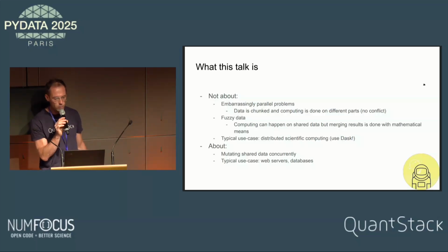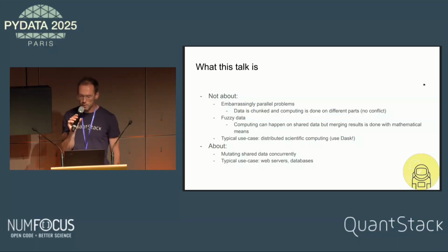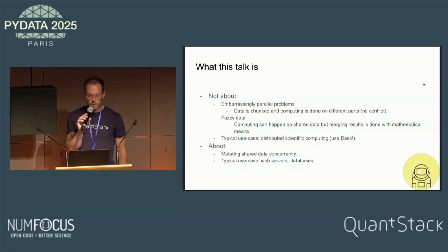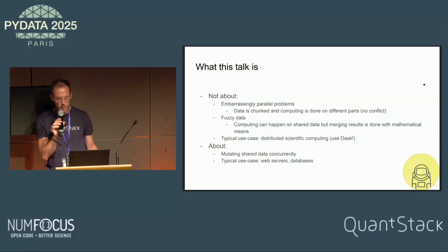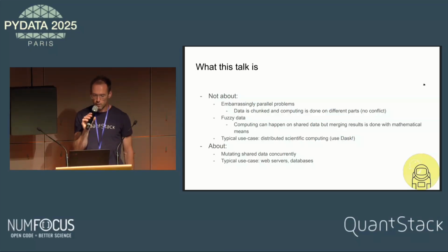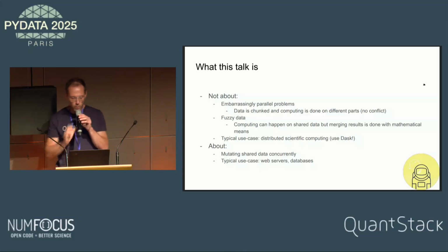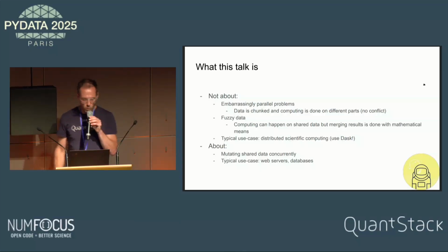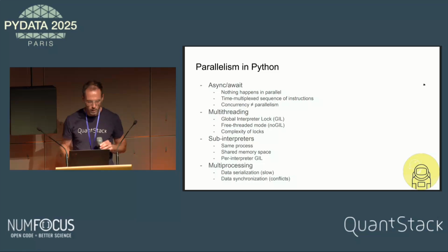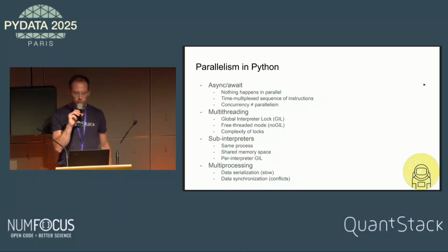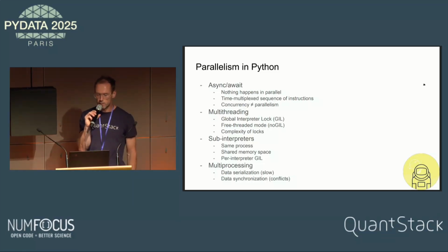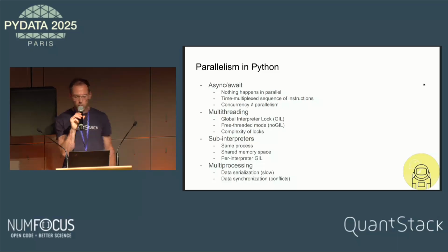This talk is about mutating shared data concurrently, as it's typically the case in web servers or databases. That doesn't mean it doesn't apply to scientific computing, because you can, for example, deploy ML workloads with that. So let's talk about the basic ways we can parallelize code in Python.